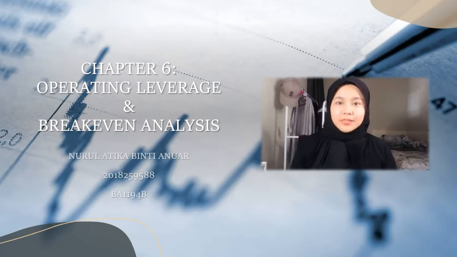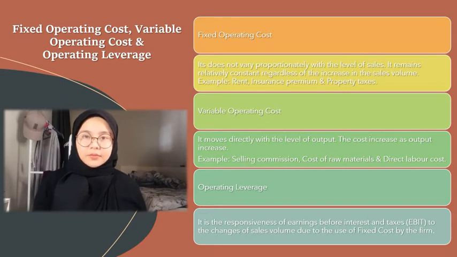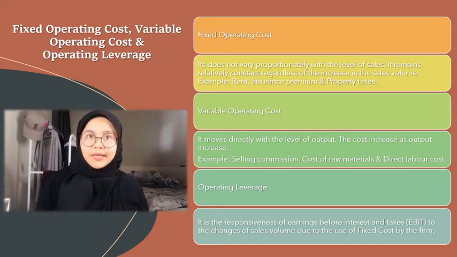I would like to explain chapter 6, which is operating leverage and break-even analysis. I will explain the definition of fixed operating costs, variable operating costs, and operating leverage. The first one is fixed operating costs. Fixed operating costs do not vary proportionately with the levels of sales. They remain relatively constant regardless of the increase in sales volume, for example rent, insurance, and property tax.